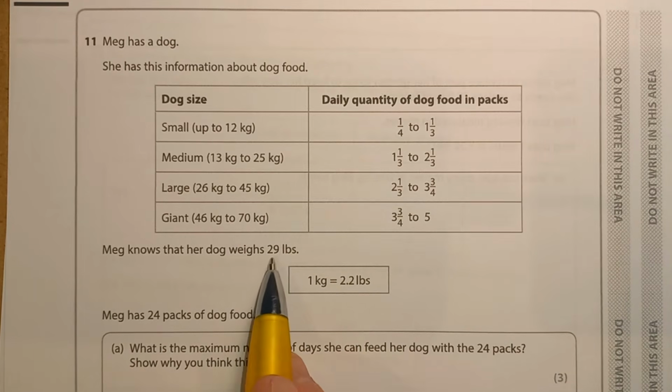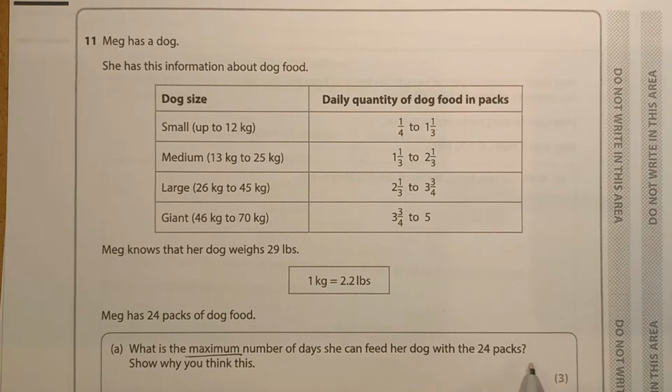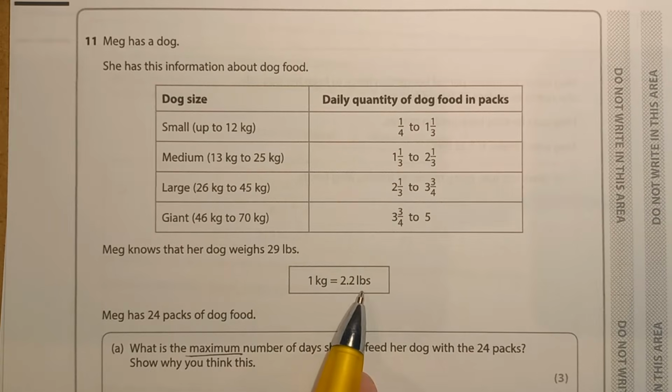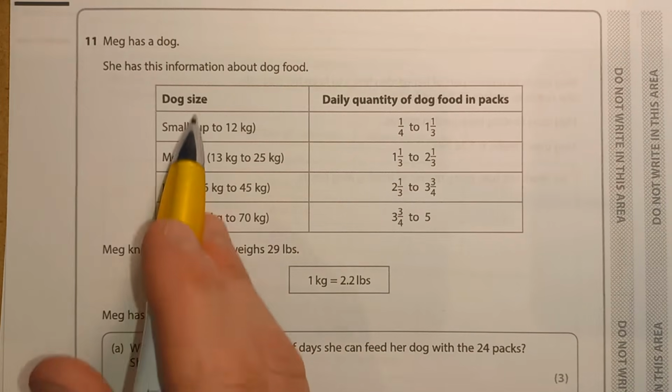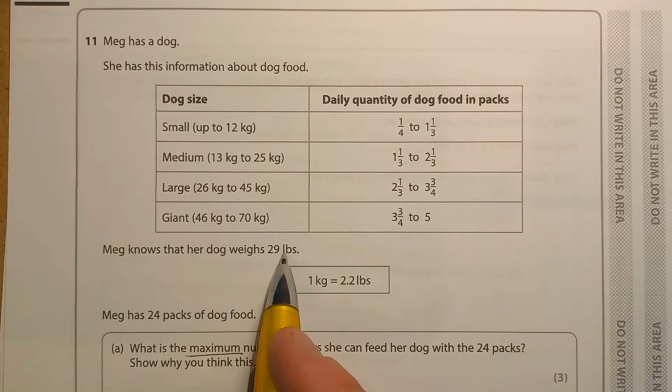Meg knows that her dog weighs 29 pounds, and we're told that 1 kilo equals 2.2 pounds. Meg has 24 packs of dog food. What is the maximum number of days she can feed her dog with the 24 packs? Show why you think this. Well, the first thing we want to do is work out what the dog weighs in kilos so we can work out what size category it fits into.